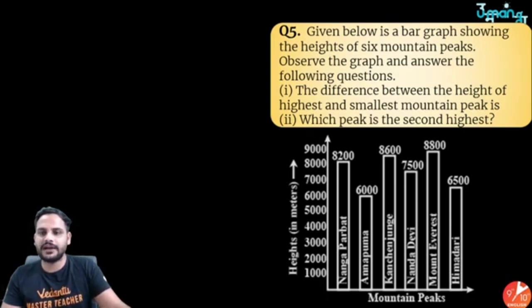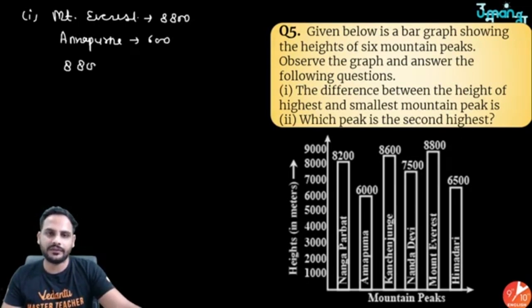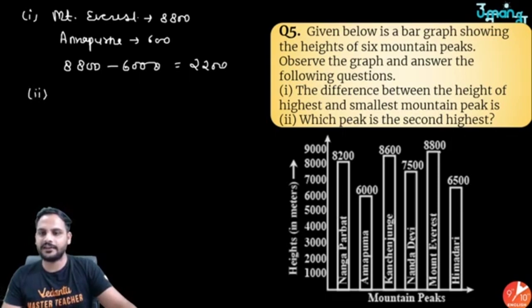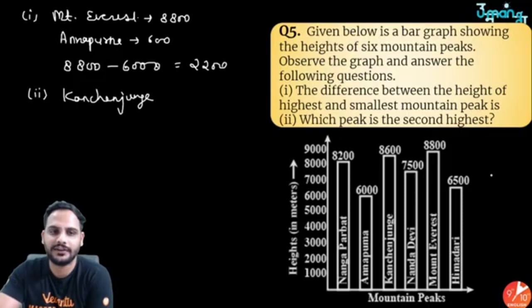The difference between the height of the highest and smallest mountain peak. So highest is Mount Everest, which is 8,880. The smallest is Annapurna, which is 6,000. So the difference will be 8,800 minus 6,000, which is equal to 2,200. Right? Second one, which peak is the second highest? So after Mount Everest, the second highest height is 8,600, which is Kanchenjunga. So it will be Kanchenjunga. As simple as that. So that is your answer.